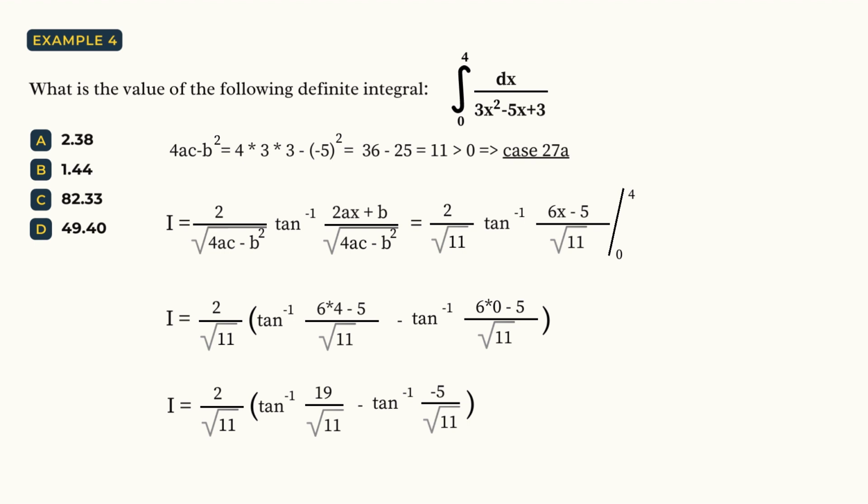And a note here, when you calculate these types of problems, your calculator has to be in radian mode. Otherwise, you will not get the right answer. So using your calculator in radian mode, you should get 1.437. And looking at the answers, the correct answer is B.